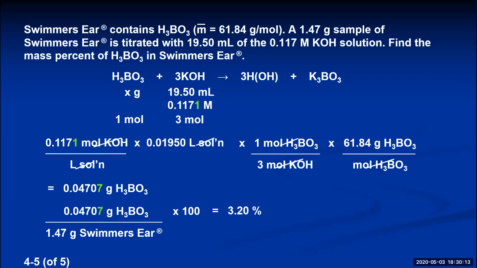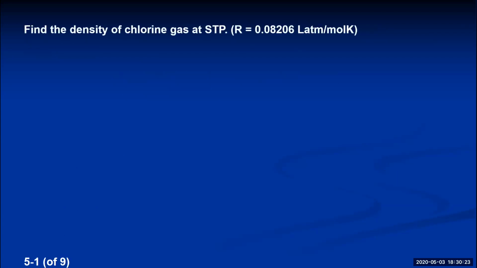Test 5 is on gas laws and thermochemistry, so we're going to do some problems for each of those chapters. First, on the gas laws chapter, we're going to see if we can calculate the density of chlorine gas at STP, and the one bit of information I'll need to give you is the universal gas constant, 0.08206 liter atmospheres per mole Kelvin. So take a moment, see if you can work that out, and then we'll go through the calculation.